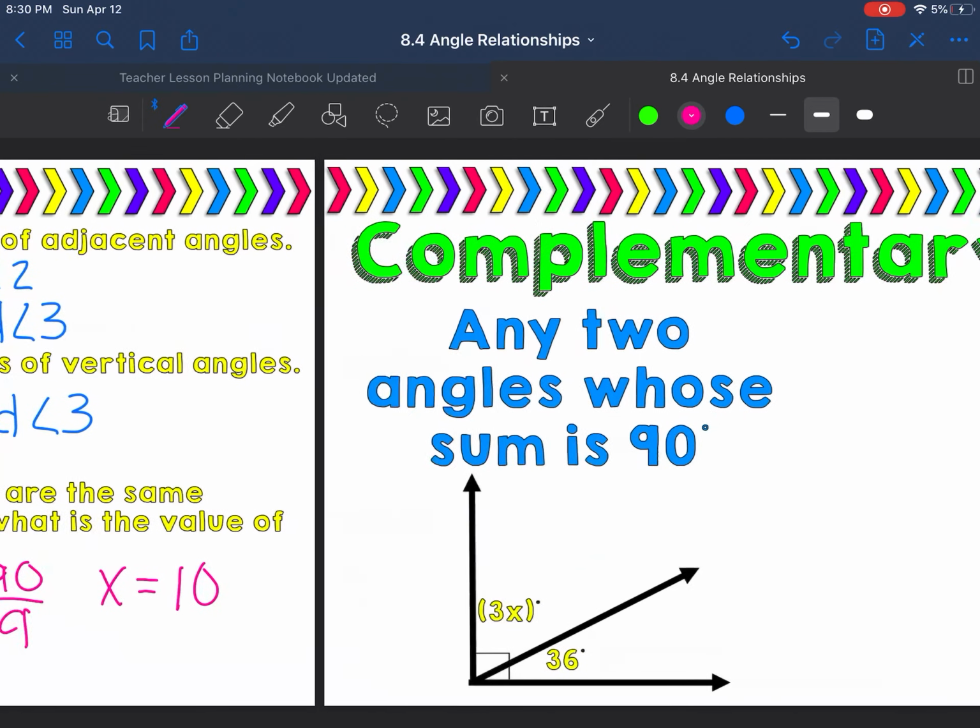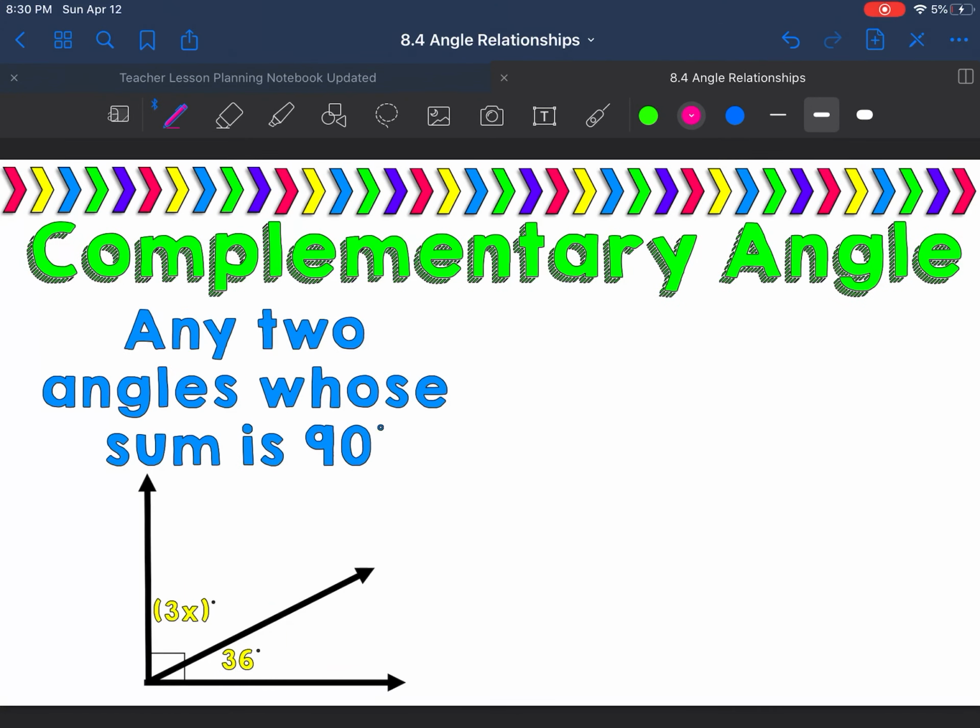Pretty simple, right? So now let's talk about a couple different types of angles. The first one is complementary angles. Complementary angles are any two angles whose sum is 90. So that means that if I'm looking at this angle right here, do you see this little box down here? This box tells me that these two angles equal 90. It's a 90-degree angle. Remember, 90-degree angles go straight across and straight up, and they form a square.